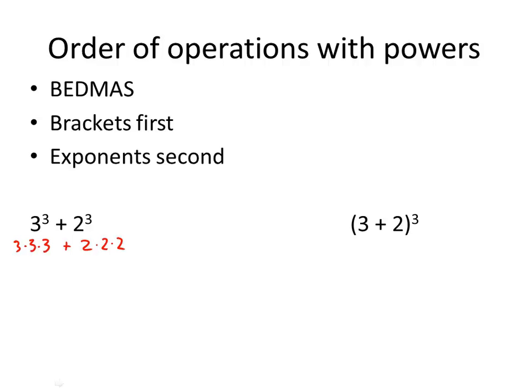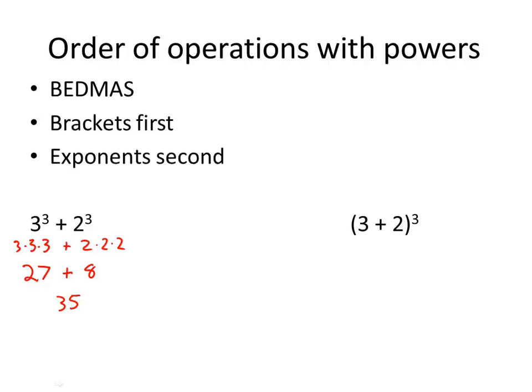3 times 3 is 9, times another 3, that's going to be 27. 2 times 2 is 4, times another 2 is 8. Okay. Now we can add these numbers up. 27 plus 8, that's going to be 35.